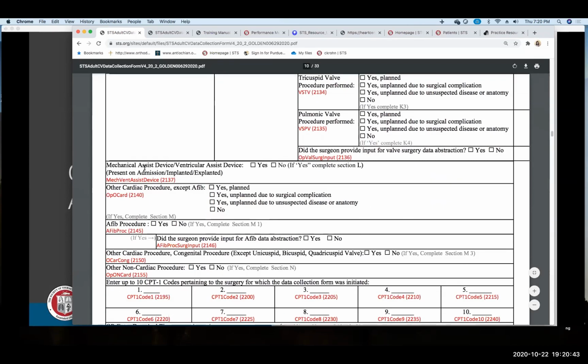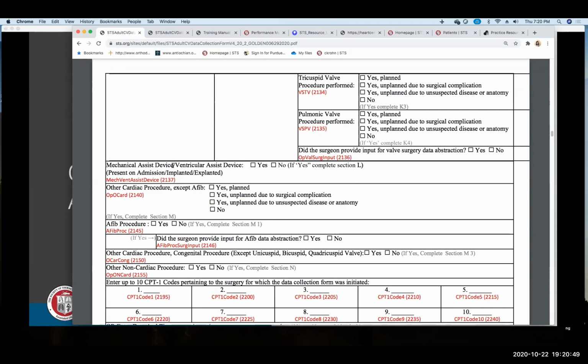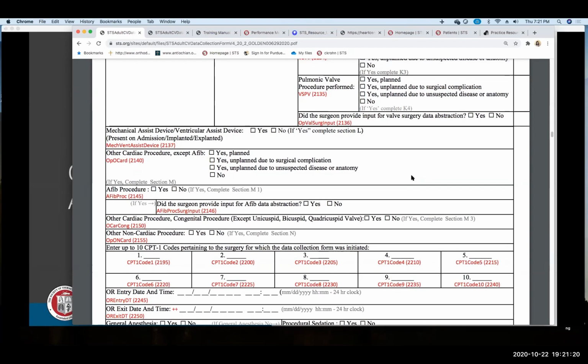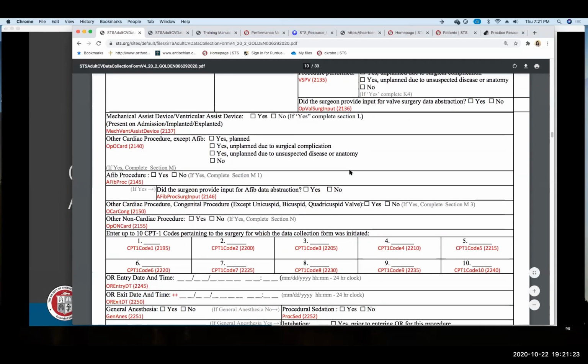We also collect more granular data on mechanical assist device and ventricular assist device. The mechanical assist device, we're intending to collect data on short-term assist device. The ventricular assist device also is intended for short-term use, where we see those. However, we do have sites that collect both in the STS registry, adult cardiac, and in the STS Intermacs if they want to dual capture their long-term devices. Some sites do that, just so that they have a complete set of data for all of their cardiac surgery patients through the STS adult cardiac.